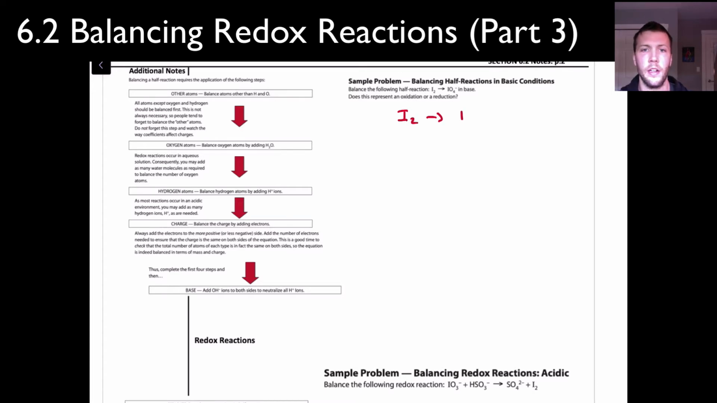I have iodine converting into periodate ion. I'm going to balance my iodine atoms by putting a 2 in front of the periodate ion. Next, I'm going to balance my oxygens, and I do that by adding 8 water molecules to the reactant side.